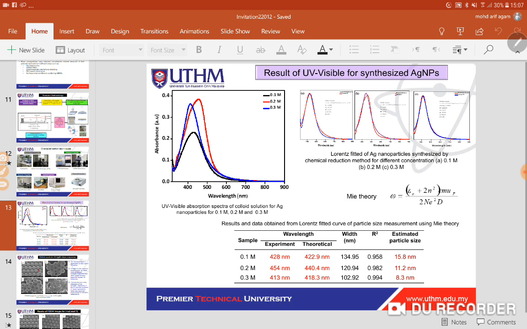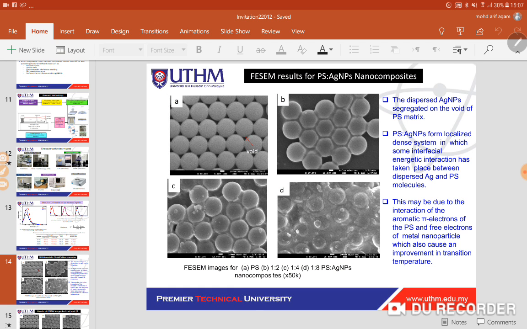Okay, the result of the device. This is the result for UV-visible spectroscopy for synthesized argentum nanoparticles. We can see that we managed to calculate the argentum nanoparticle size, about 15 to 8 nanometers. And this is the image of the polystyrene that we synthesized in a nanosphere-like structure.